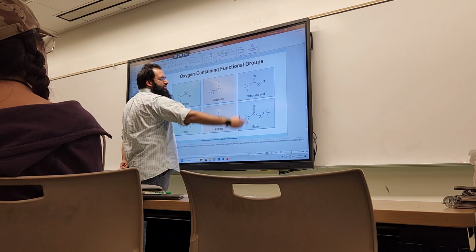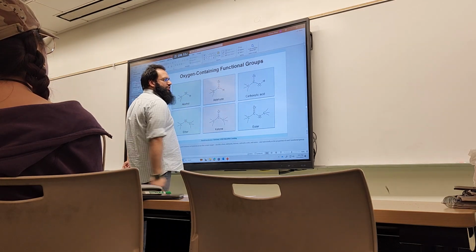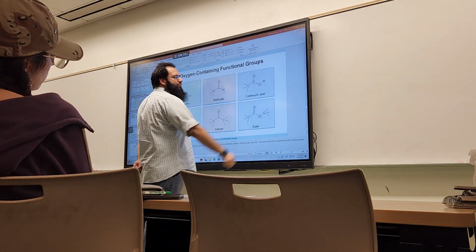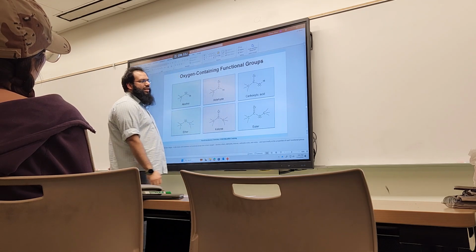Third one is carboxylic acid, where you have, once again, the C double bond O, but you have another oxygen. And if I remove the hydrogen connected to the oxygen and make it into a carbon, that is going to be an ester.